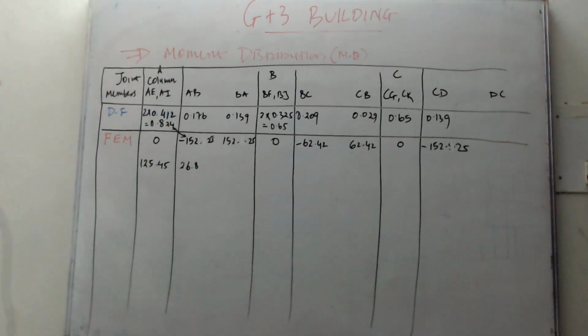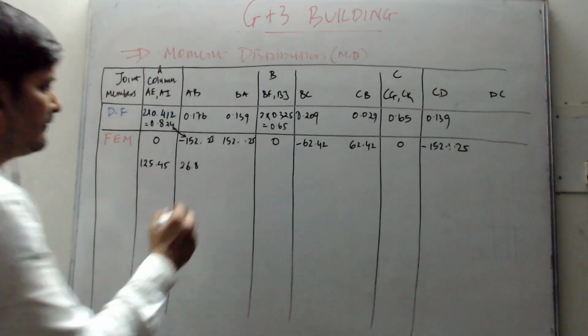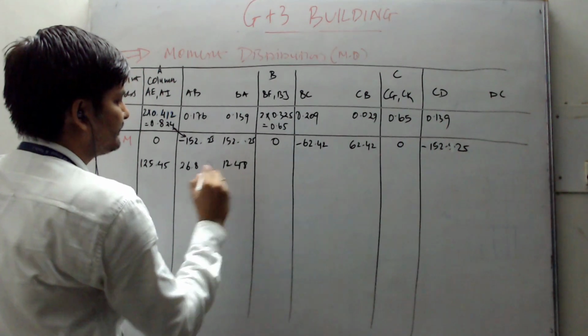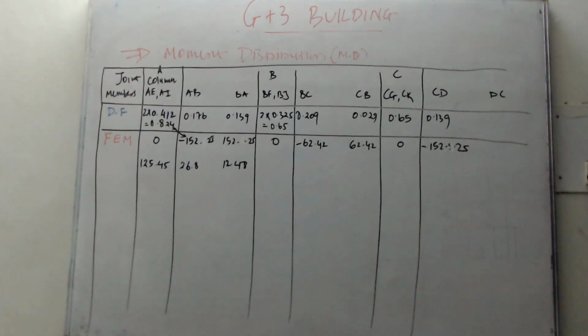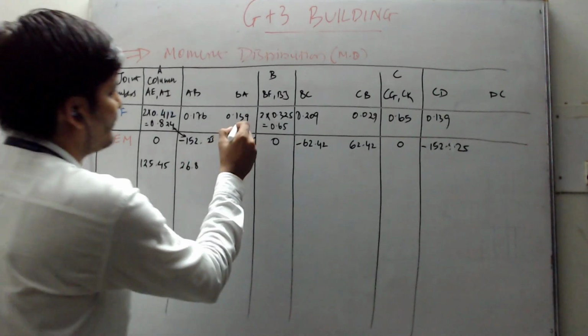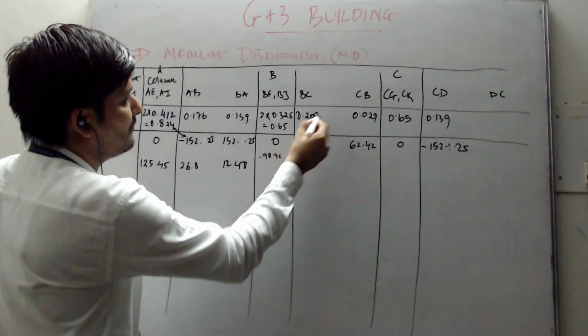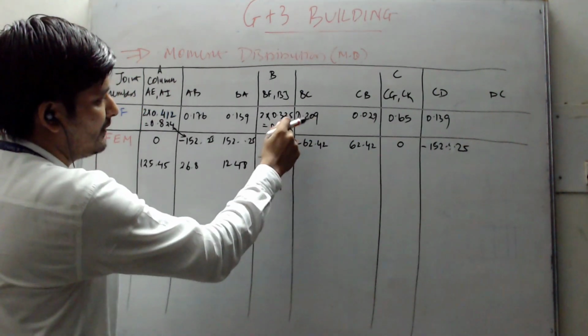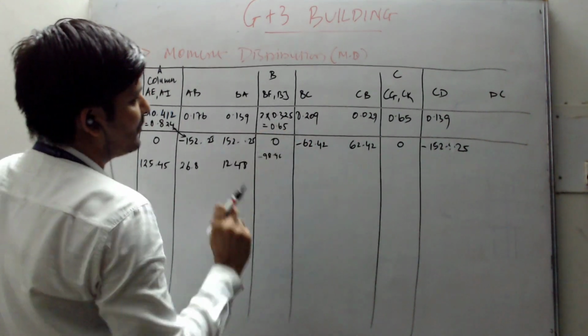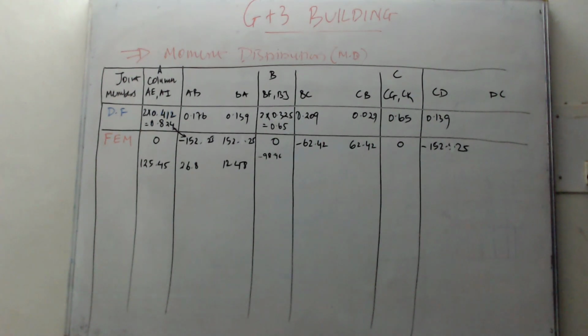Again 152.25 multiplied by 0.139. So you'll get 12.48. Then again for point B, we multiply 152.25 with 0.65 with opposite sign, that is minus 98.96, I am getting. So from here I'll get one value, that is minus 98.96, and from the right hand side also I have to multiply this with this, right? So I'll get 62.42 multiplied by 0.65. So with opposite sign I am getting my value as 48.57.